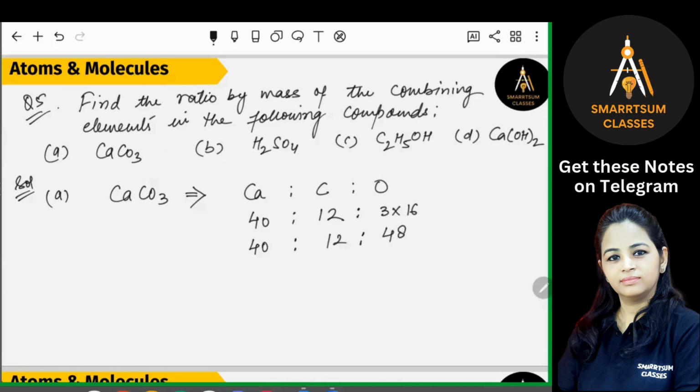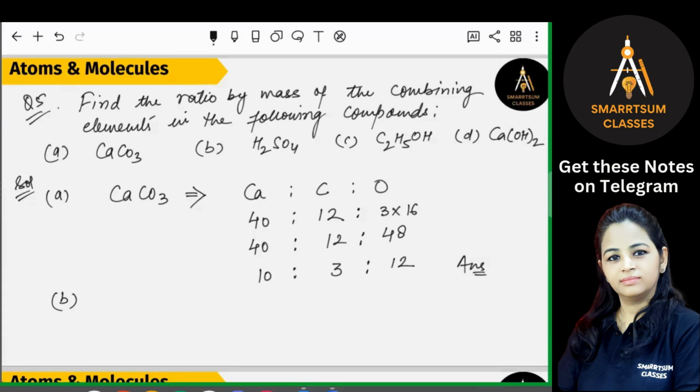Now, since this ratio is not in the simplest form, we will convert it into the simplest form, or the lowest form, by dividing all of them by 4. 4 is the common factor. So we'll divide 40 by 4, it is 10. Divide 12 by 4, it is 3. And divide 48 by 4, it is 12. So what is the ratio by mass of the combining elements calcium, carbon, and oxygen for calcium carbonate, CaCO3? It is 10 is to 3 is to 12. So in this way, you can find out the ratio by mass. I hope you have understood. Yes or no? Please tell me.